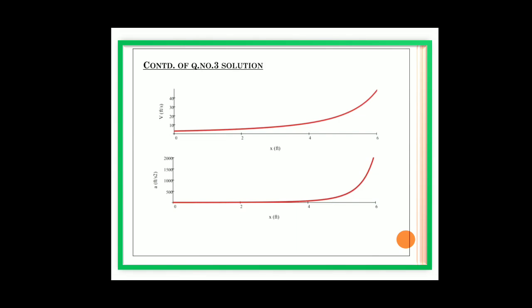Then we come up to the graphical representation, which is in the direction of positive x-axis direction, which is covered by velocity versus distance and acceleration versus distance. Now the questions are end, which we were required to solve. Thank you.